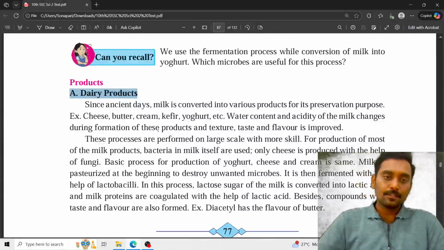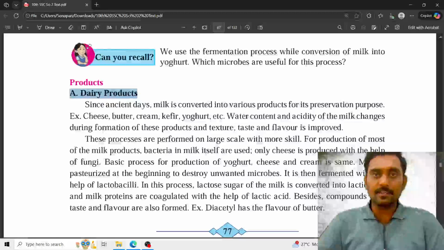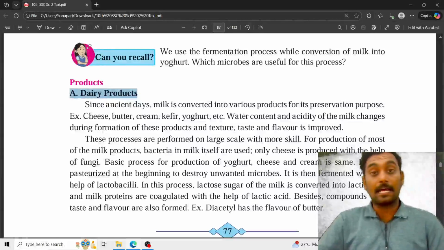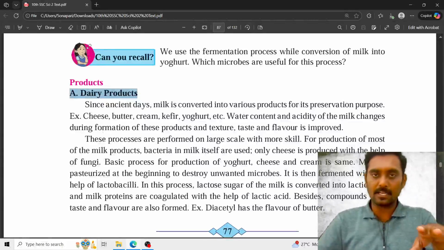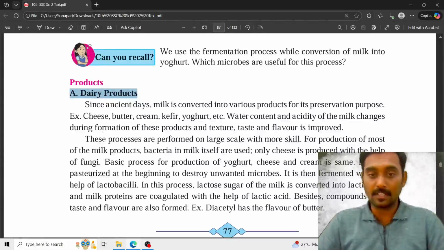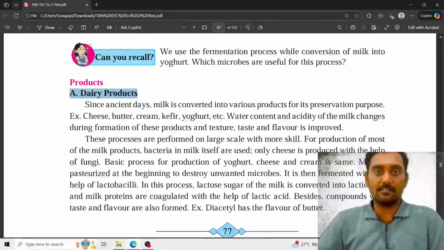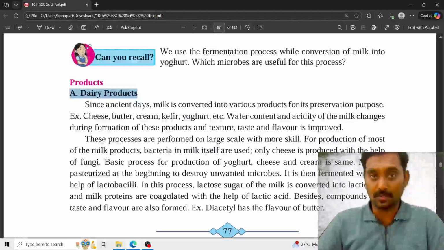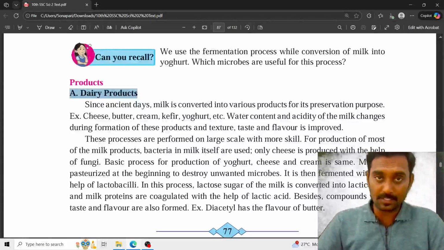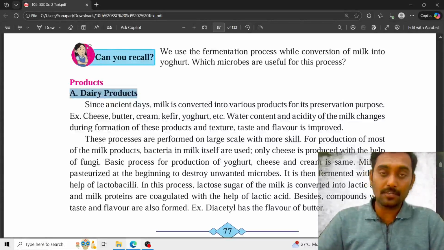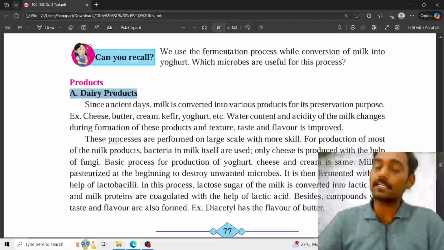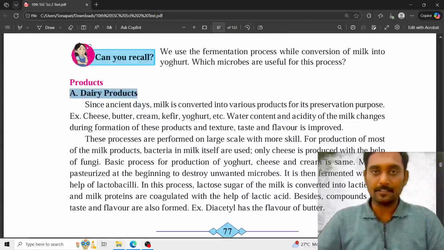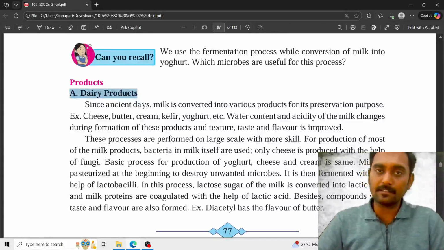Okay, so it is a process performed on a large scale. Dairy products are a process where it is performed on a large scale with more skill. Here skill is very important. If we lack the skill, it may be very dangerous to the person who is taking your product. It may suffer from food poisoning. So there should be good skills, and that skill should be conserved by yourself. For that we have to study a lot.